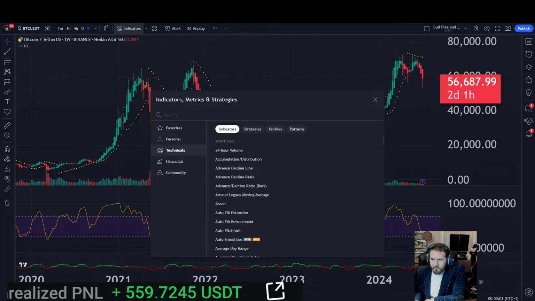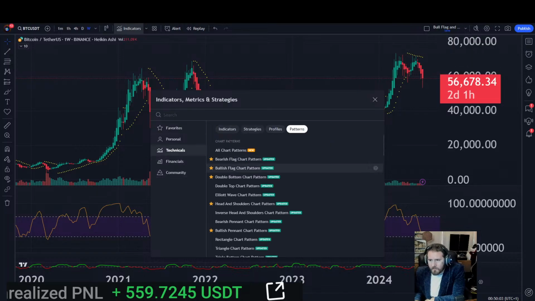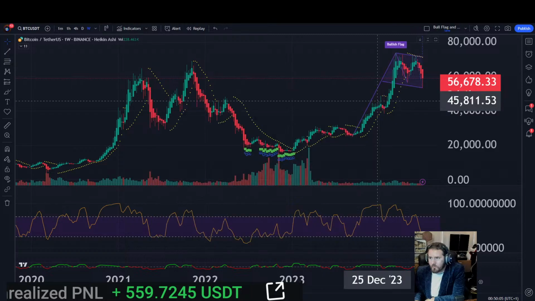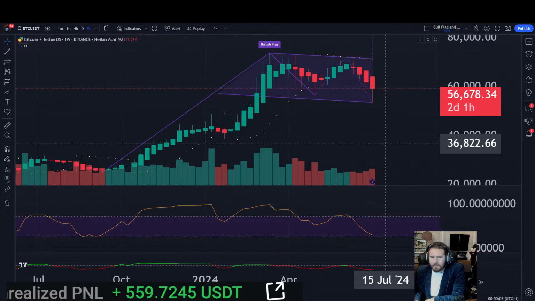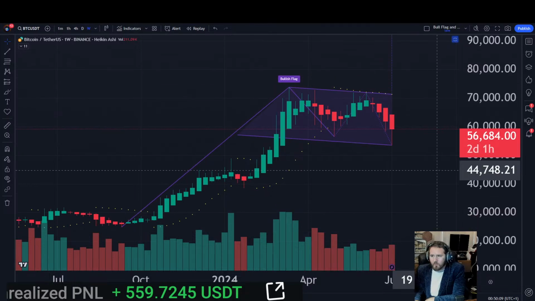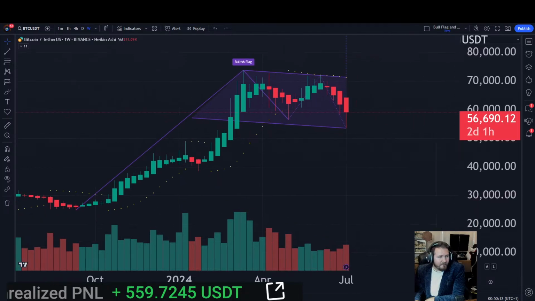Go to technicals, patterns, and it's going to be the bullish flag chart pattern. Boom. This is actually a very good one. I'm glad we're starting on the bull flag on the weekly, because I know that this was invalidated, and I was even predicting in the Discord that this was going to be invalidated. Let me see if I can pull that up so I don't have to double talk about this.